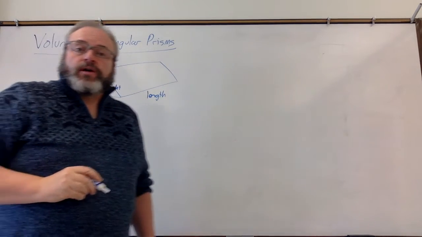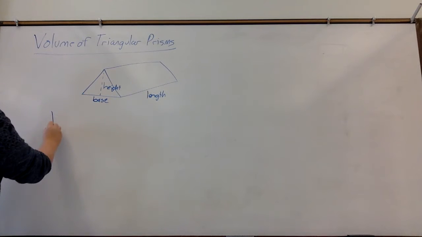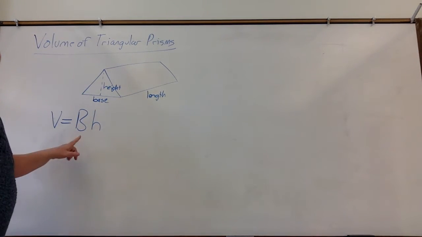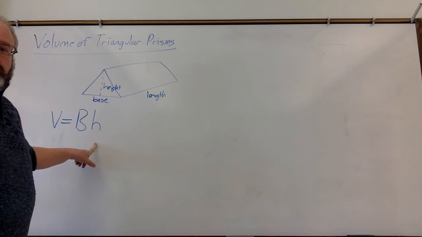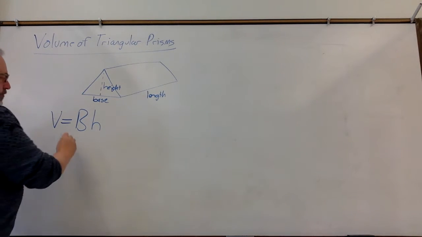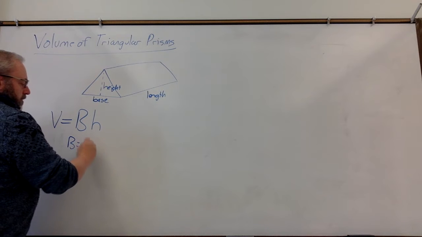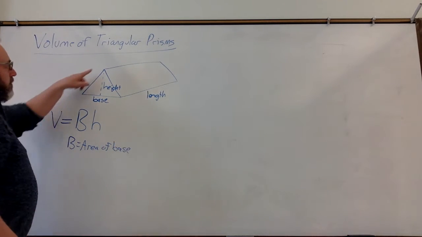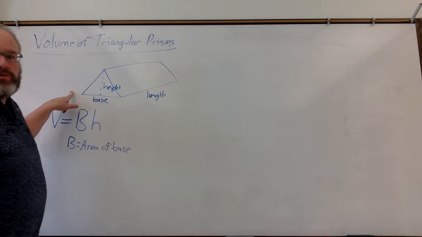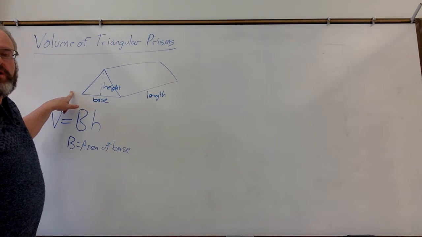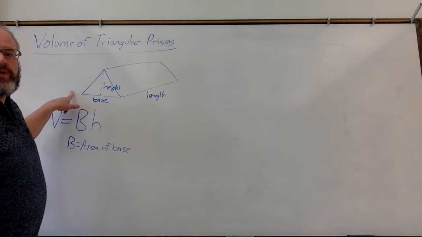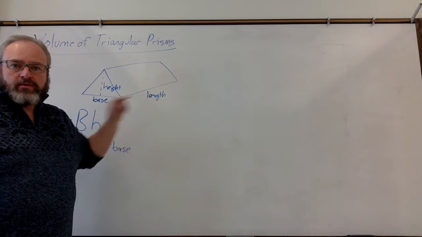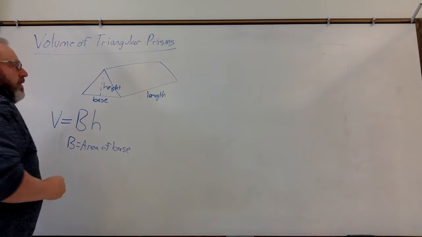Okay, so to find the volume, it's BH, capital B, lowercase h. Capital B stands for the area of the base. The base is a triangle. In a triangular prism, the base is a triangle. So we need the area of the base times the height, or if it's lying down, we actually call it the length.